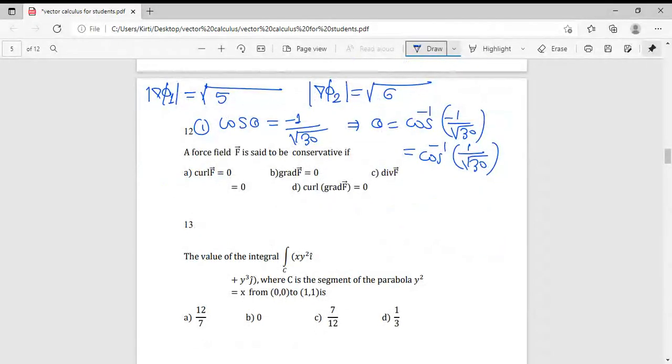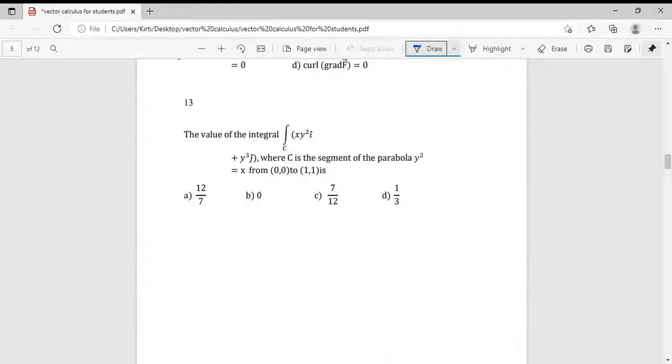A force F is said to be conservative. Just now we have seen force is said to be conservative if curl of F is equal to 0. Right? If curl of F is equal to 0. Okay. So option A is the correct one.